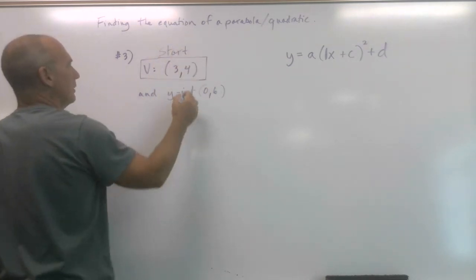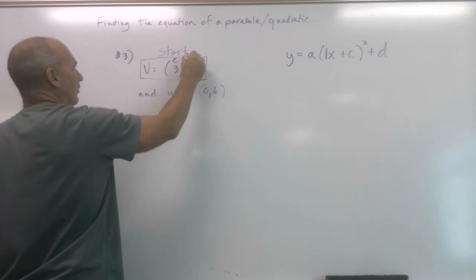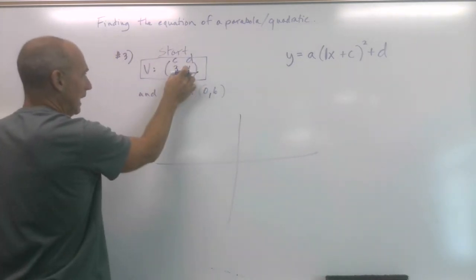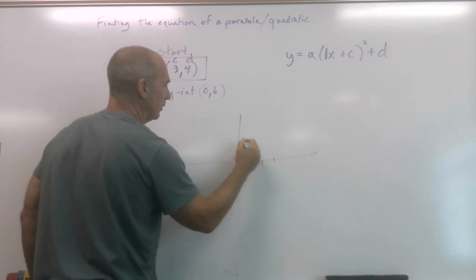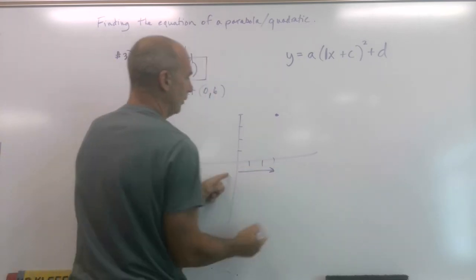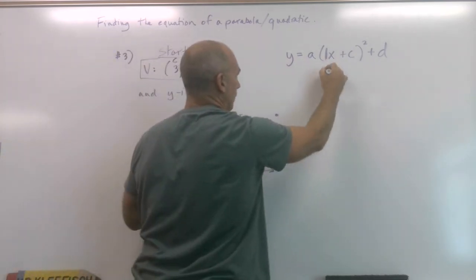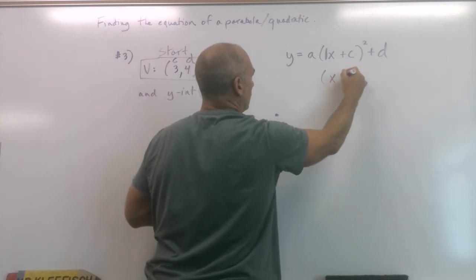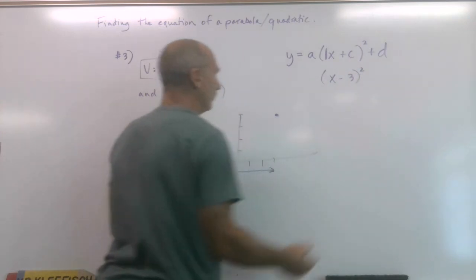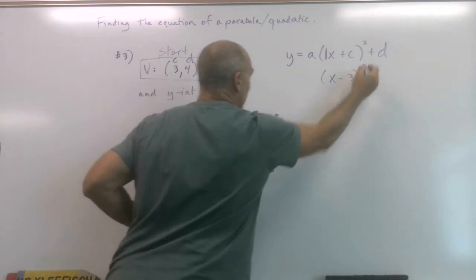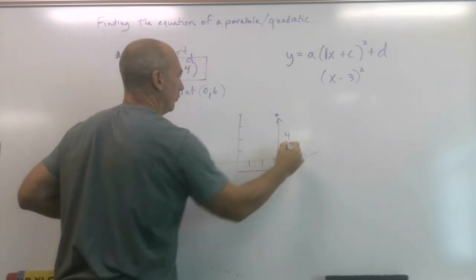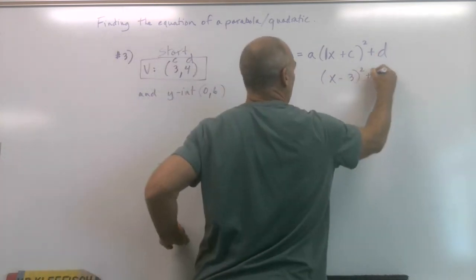I said start here. Well, what does that mean? This is my C adjustment. This is my D adjustment, because if I actually said, hey, where's that vertex? 1, 2, 3, 1, 2, 3, 4. There it is. So it shifted right 3. Let's make that adjustment right here. So it'd be x minus 3 squared. Don't forget the squared. And then it also moves up 4. So that's where I just say plus 4.